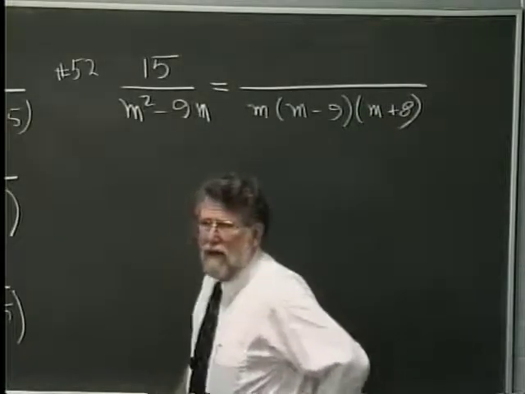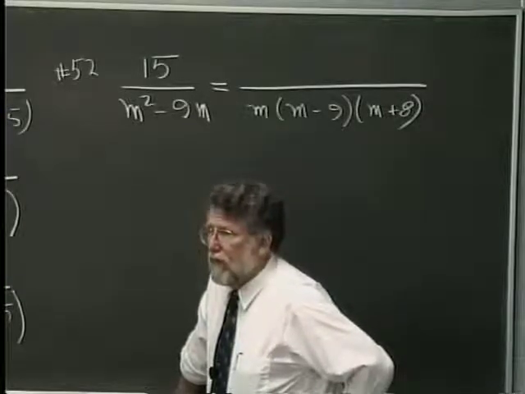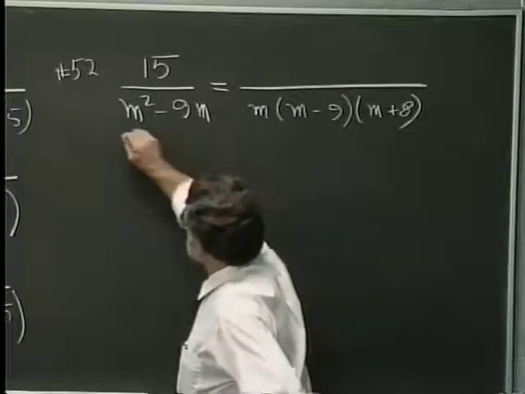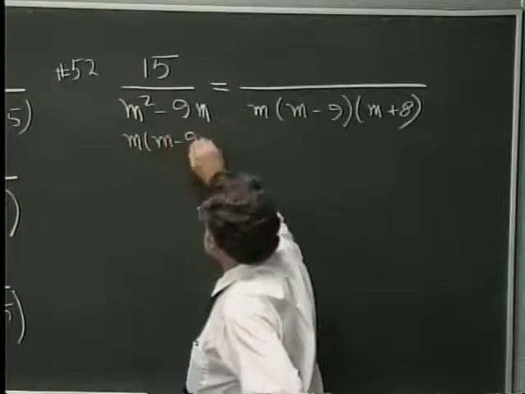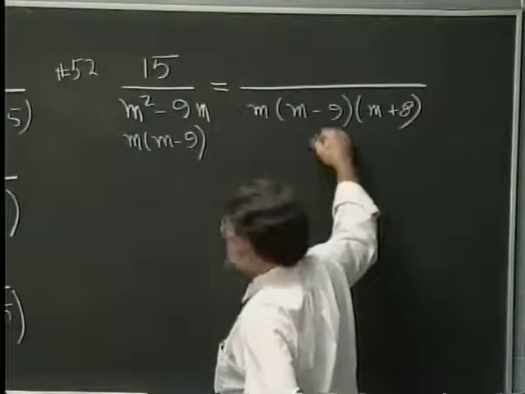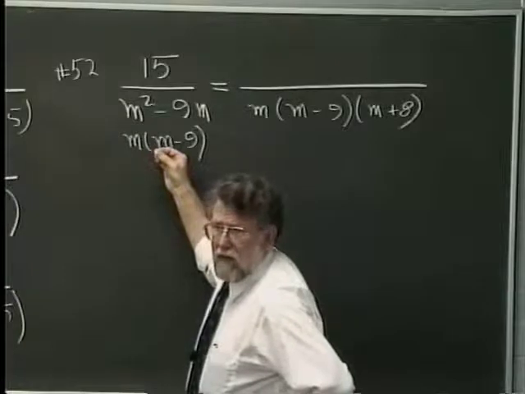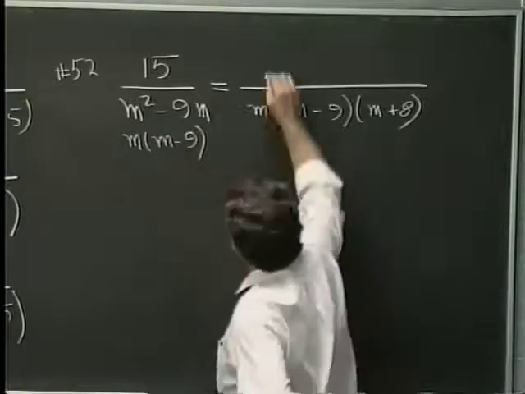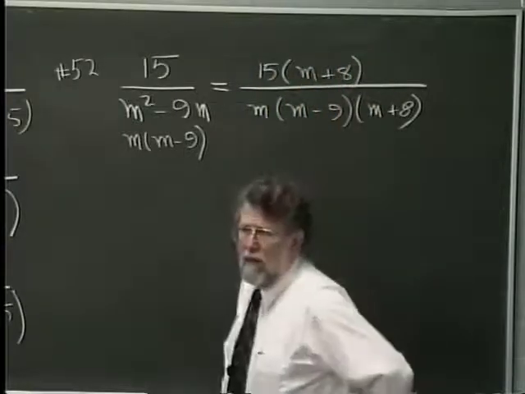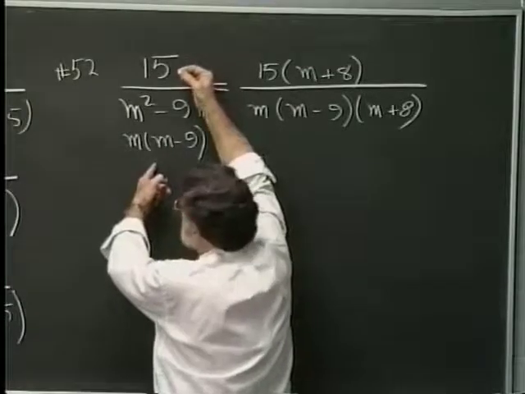Now notice I have not had the focus on restrictions here. I hope you realize there are restrictions inherent. But this we realize is m times m minus 9. So what's the missing factor? The m plus 8. So if I multiplied top and bottom by the m plus 8, I have the new denominator. So that's just 15 times m plus 8, and they would be the same now, because I would have multiplied top and bottom by m plus 8.